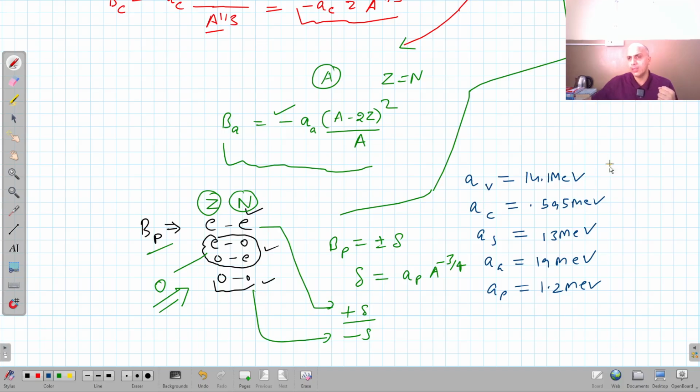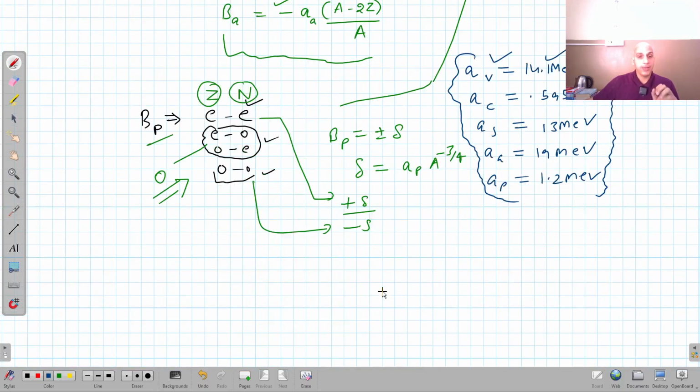We have to remember this because sometimes in a numerical problem you have to put in these values. So we have to remember all these five constants: the volume energy term constant, the Coulomb energy term constant, the surface energy term constant, the asymmetry energy term constant, and the pairing energy term constant.